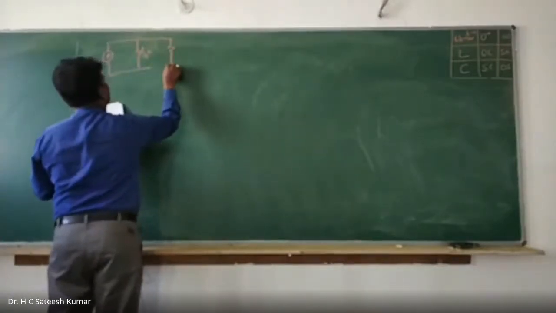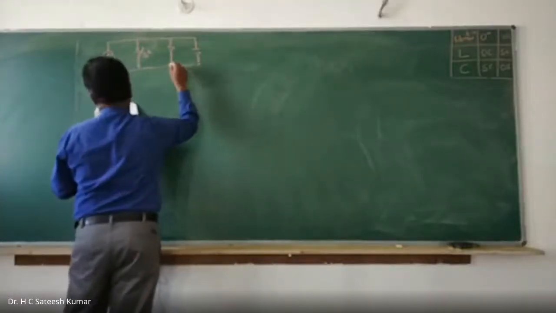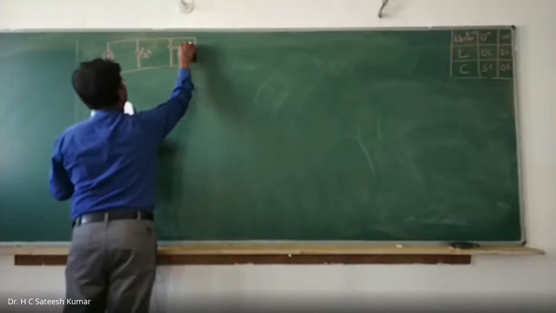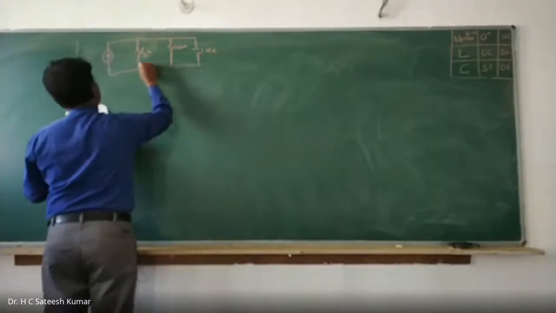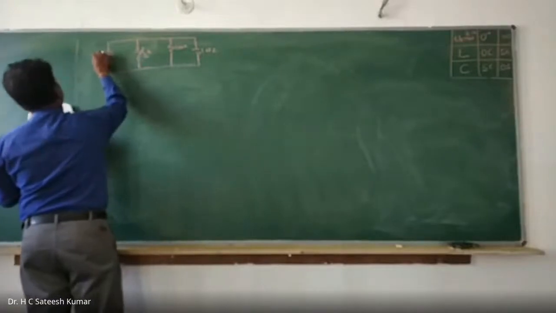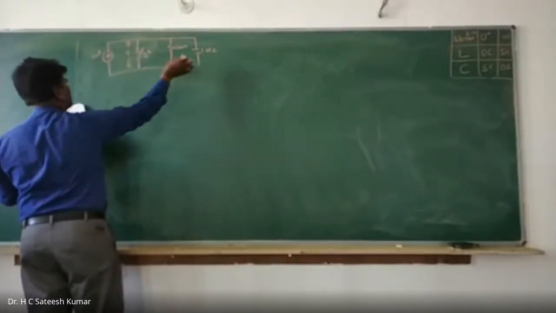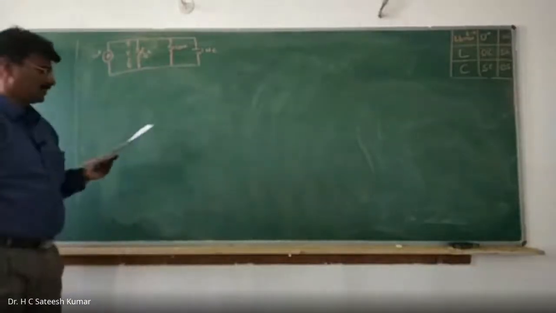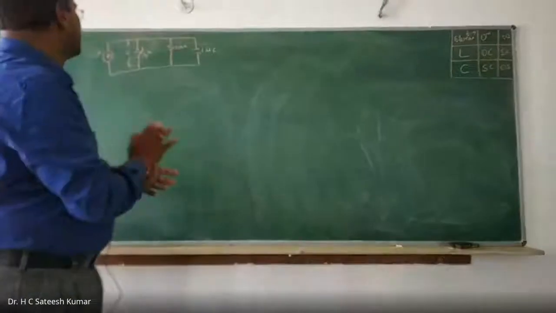One resistor and one capacitor. This is 100 ohms, 1 microfarad, and this is 10 amps. This is the voltage V across these elements. Okay, correct?